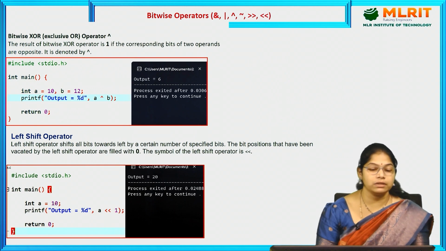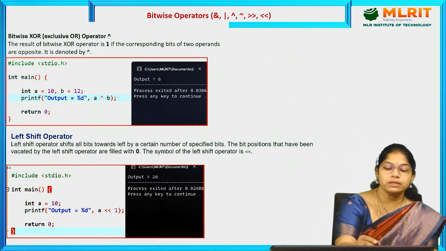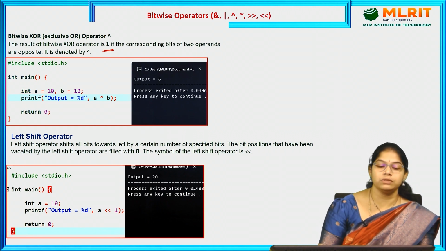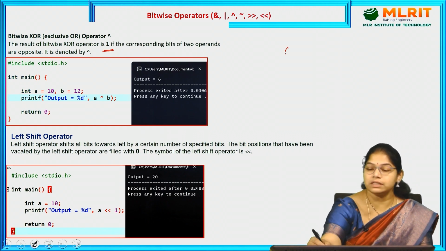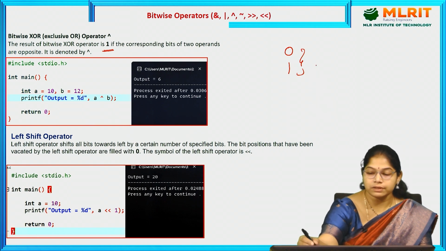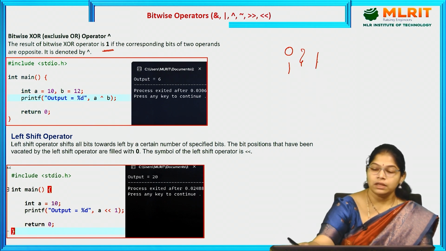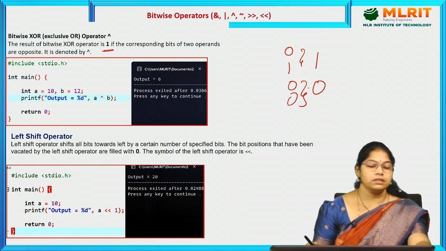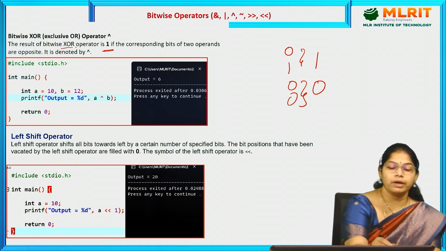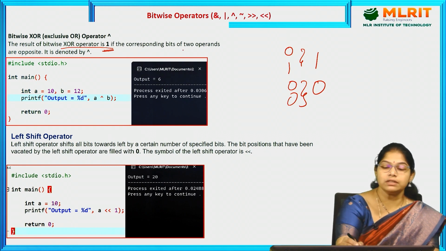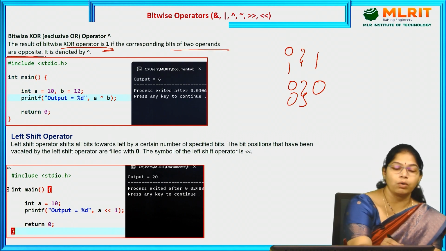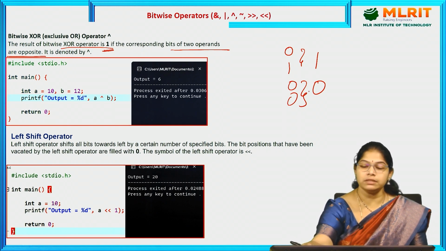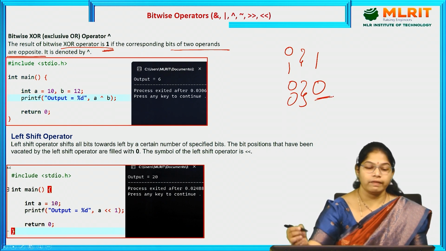Then bitwise XOR. The result of bitwise XOR is 1 if the corresponding bits of two operands are opposite. If we have 0 1, then the result is 1. If we have 0 0, the result is 0. The result of the bitwise XOR operator is 1 if the corresponding bits of two operands are opposite. If we have the same values in the operands, then the value is 0.